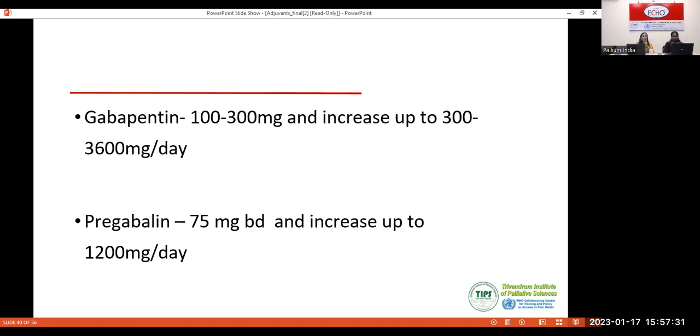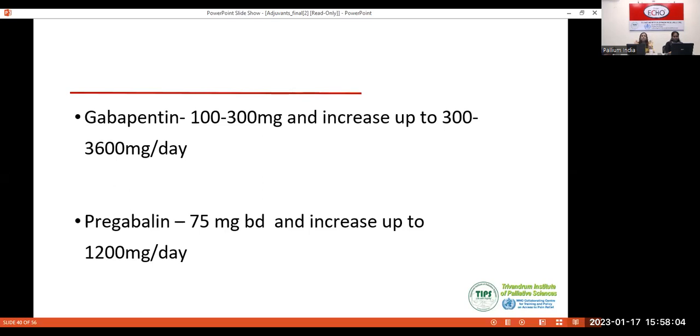Doctors use gabapentin a lot, but the problem is that, did you see the drug dosage? 300 to 3,600 milligram per day. In our country, we get 100 milligram dose. So to reach 3,600 milligram, you have to give 36 tablets. It is not possible. It has a wide therapeutic range, so titration will take time. So although doctors prescribe gabapentin most commonly, that is not the ideal choice.